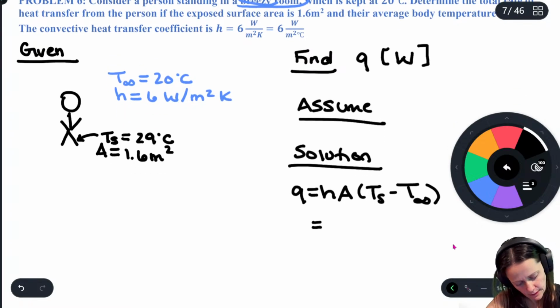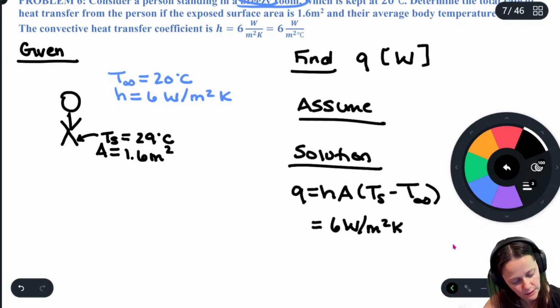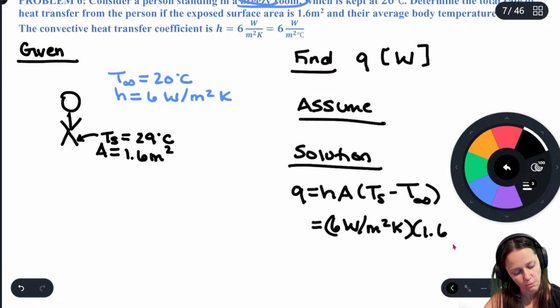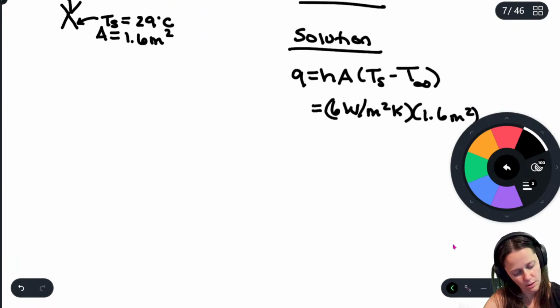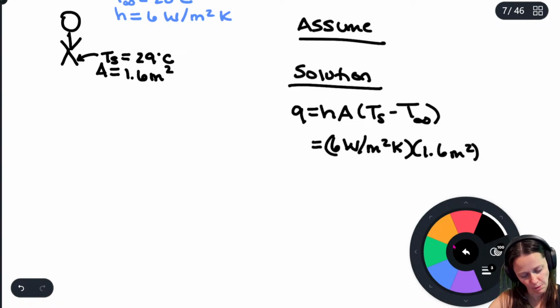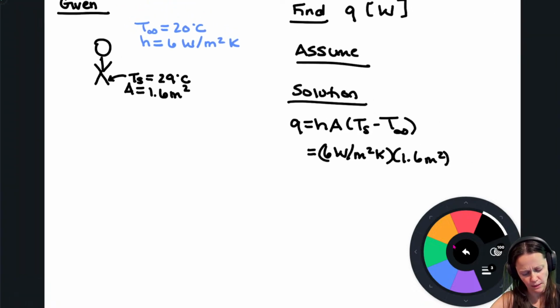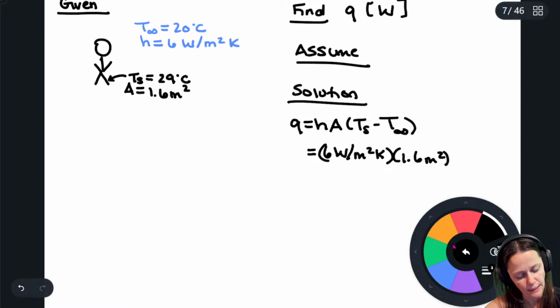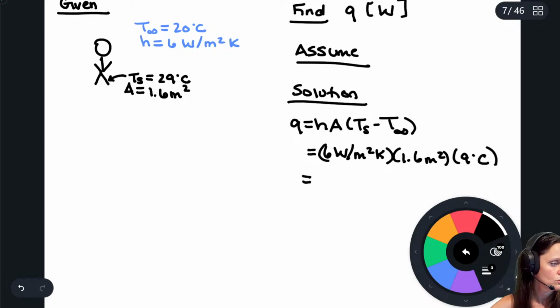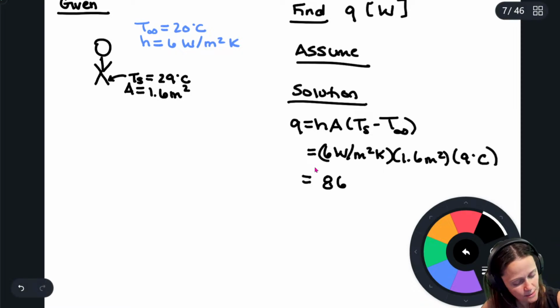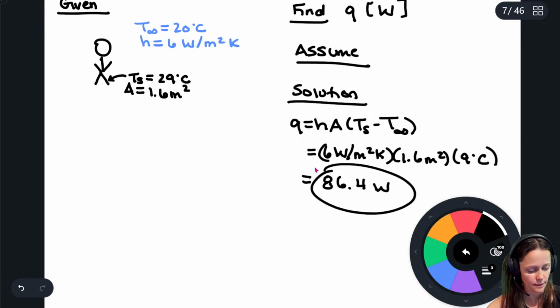So easy peasy: 6 watts per meter squared Kelvin times 1.6 meters squared. Uh-oh, I think my head's going to be blocking it. And then I've got Ts minus T infinity, so that's a delta T of 9 degrees. Perfect. 86.4 watts. Yes, perfect.